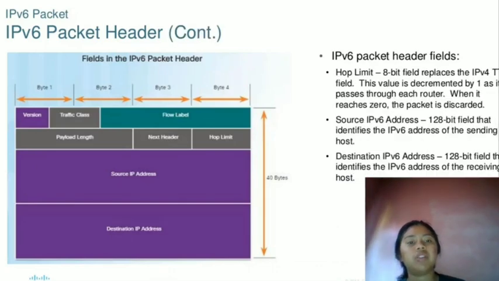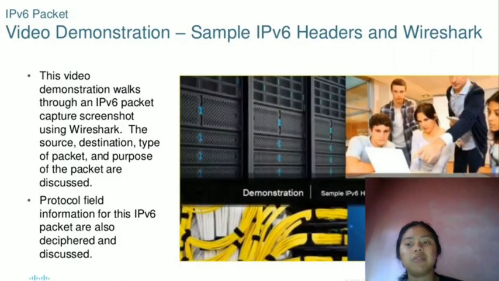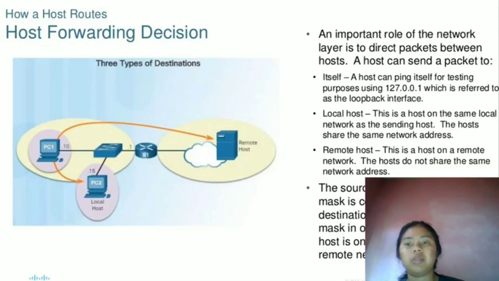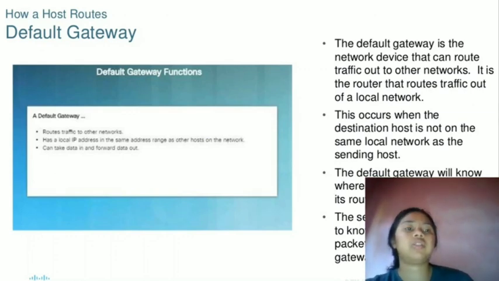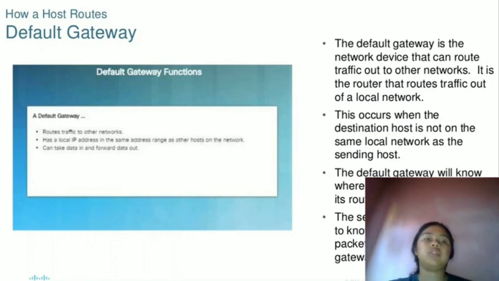IPv6 packet header fields: hop limit, source IPv6 address, and destination IPv6 address. Routing: host forwarding decision and the default gateway. The default gateway is the network device that can route traffic out to the other networks. It is the router that routes traffic out of a local network. This occurs when the destination host is not on the same local network as the sending host.